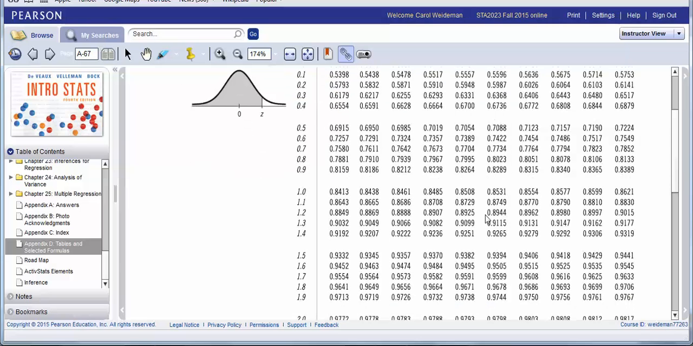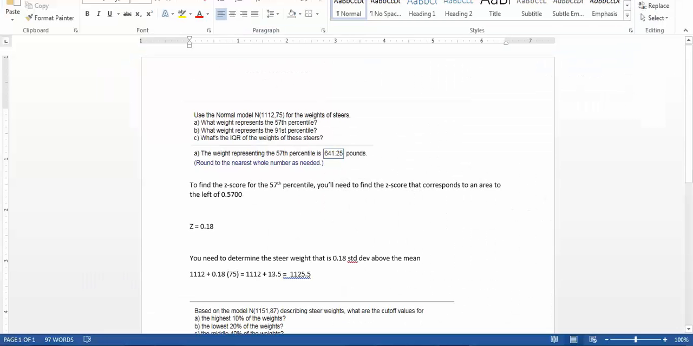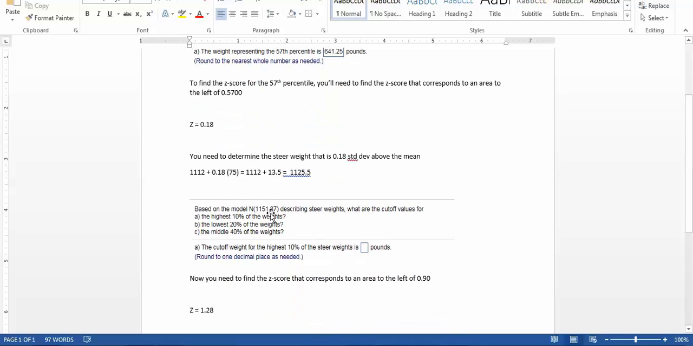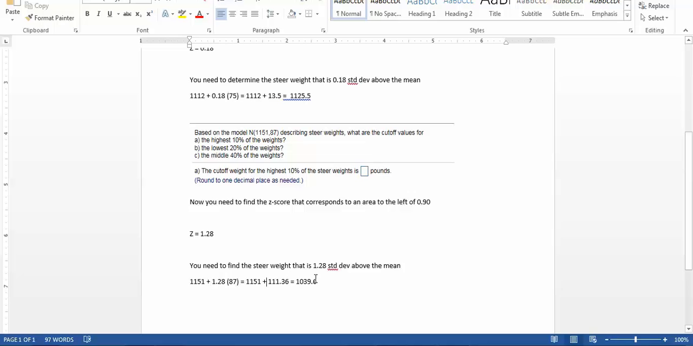So I look in the body of the table and I find the number closest to 0.90, which looks like it's right here, which is 1.28. And so if I take that, this had a different mean weight, so it was 1151. So if I find the steer weight that corresponds to 1.28 standard deviations above the mean, I come up with a steer weight of, I didn't put the right answer down there, and I apologize for that. It should be 1262.4. Again, I can do this in StatCrunch.